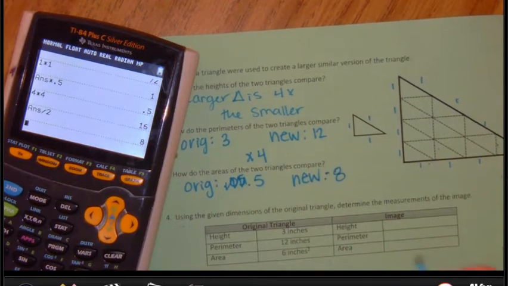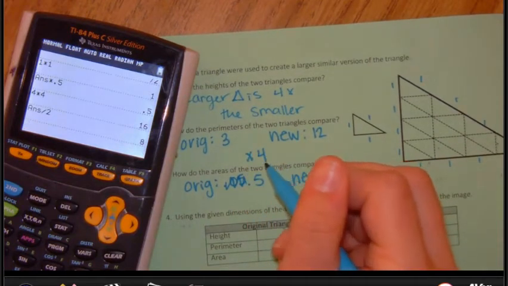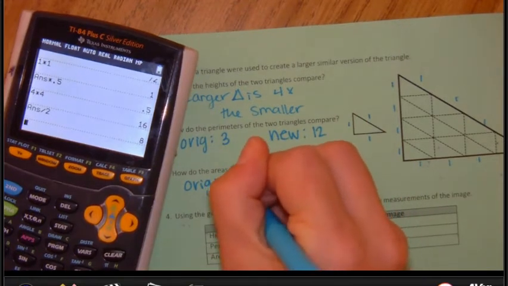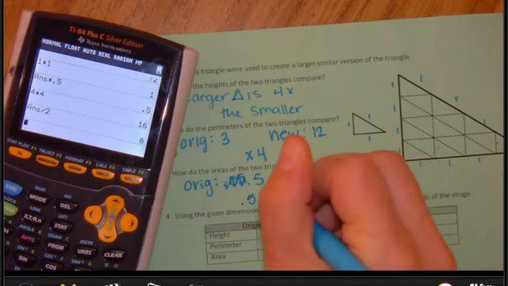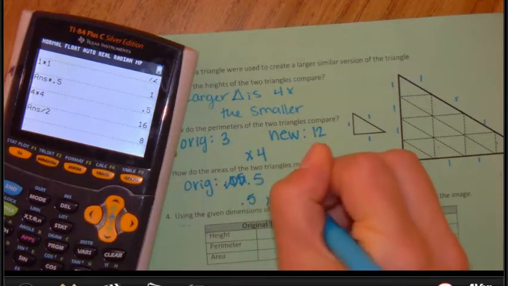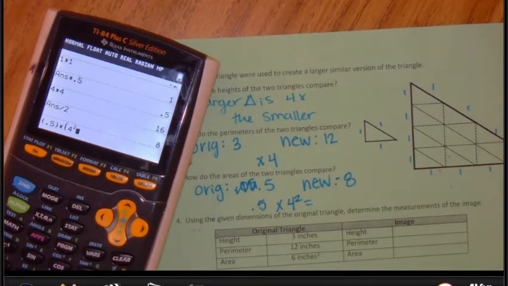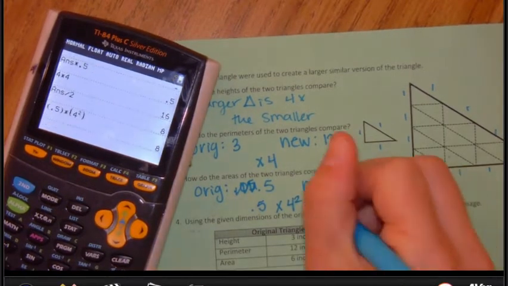Okay, well, let's think about this. If I'm told on the front that I'm going to take the scale factor and square it, I should be able to take my original area of 0.5, multiply it by 4 squared, and I should get 8. So let's see this. 0.5 times 4 squared, and I get 8.